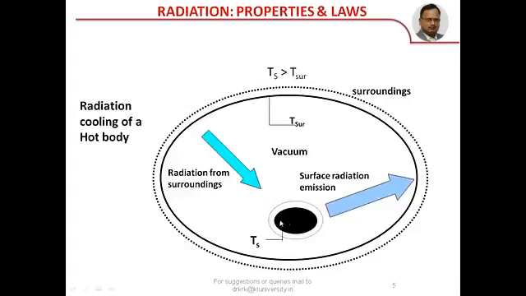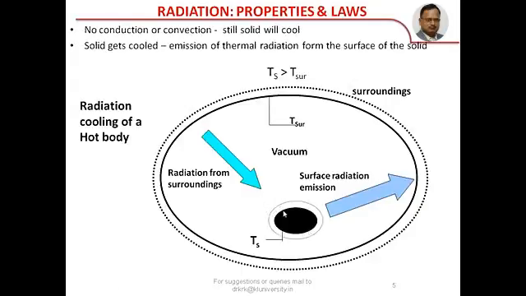Let us imagine there is a hot body at temperature TS, and the temperature of this body is greater than the surroundings, and it is kept in vacuum. Even though this body is in vacuum, it exchanges heat with the surroundings by means of radiation. Due to vacuum, there is no conduction or convection. Still, the body exchanges heat with the surroundings by means of radiation and it gets cooled. So the solid gets cooled due to emission of thermal radiation from its surface.